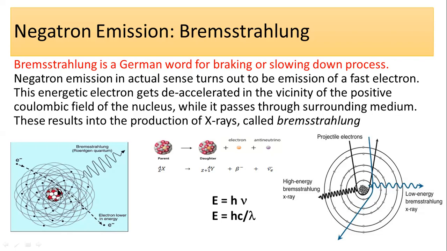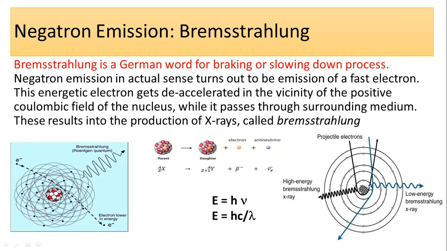Similarly, if the electron or the negatron is coming out of the nucleus, of course, instead of going straight, it is going to be attracted by the positive charge because both have opposite charges. In a similar way, it is going to be decelerated and there will be a loss of energy. That loss will be the X-rays. So the total energy will remain the same. That loss is coming out as the X-ray. Again, there are two types of X-rays: one may be the high energy Bremsstrahlung X-ray and one may be the low energy Bremsstrahlung X-ray.